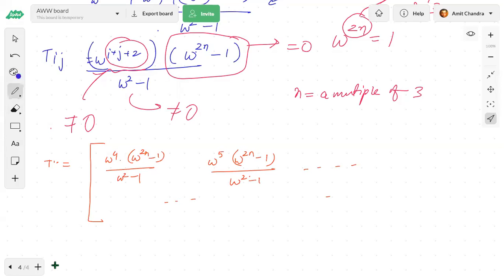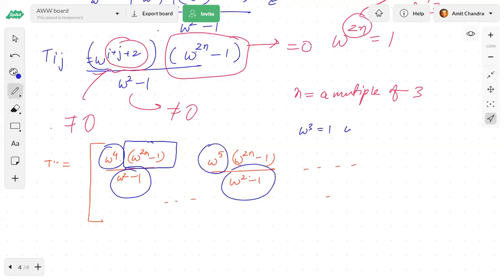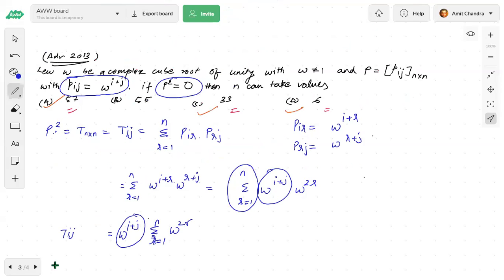Now in this case, none of these is equal to 0. So only one element is common in all the elements, which is omega to the power 2n minus 1. And we know omega cube is 1, omega 6 is 1, omega 9 is 1. Whenever this power of omega is a multiple of 3, it becomes 1, so this will be 0, because they have already given that this should be 0.